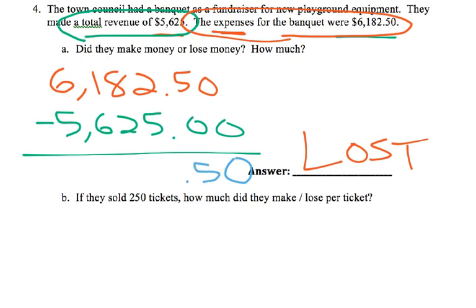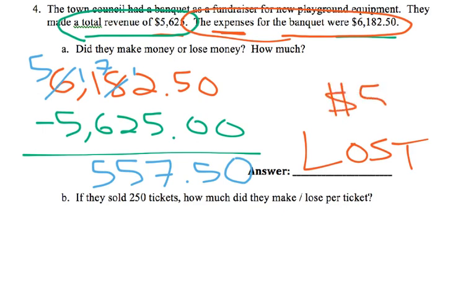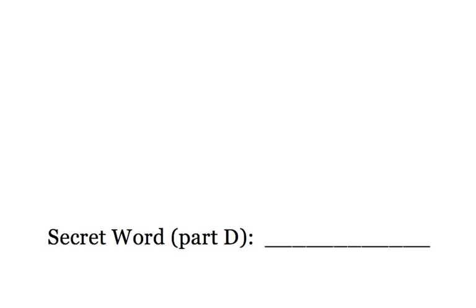Let's do 2 minus 5. You can't do that. Okay. 12 minus 5, 7. 7 minus 2, 5. 1 minus 6, we can't do that, so let's borrow, and then put that 11. 11 minus 6, 5. 5 minus 5, 0. Okay, so they lost $557.50.